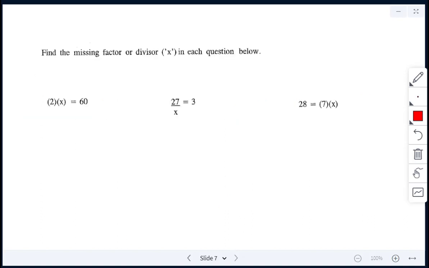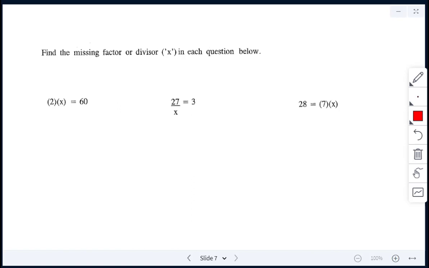All right, the last slide we're looking at is finding the missing factor or divisor x in each question below. You're given 2 times x is equal to 60. What would this missing factor be? If we had 27 divided by x to give us 3, what would our x equal? And here we have 28 is equal to 7 times x. What would x be there?